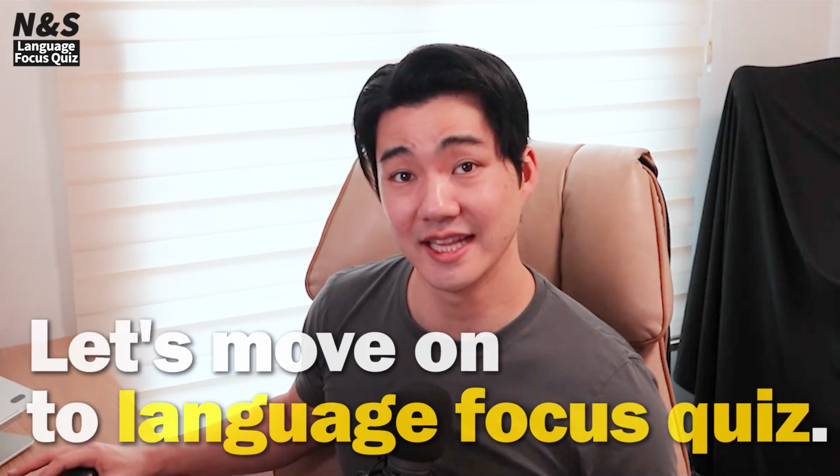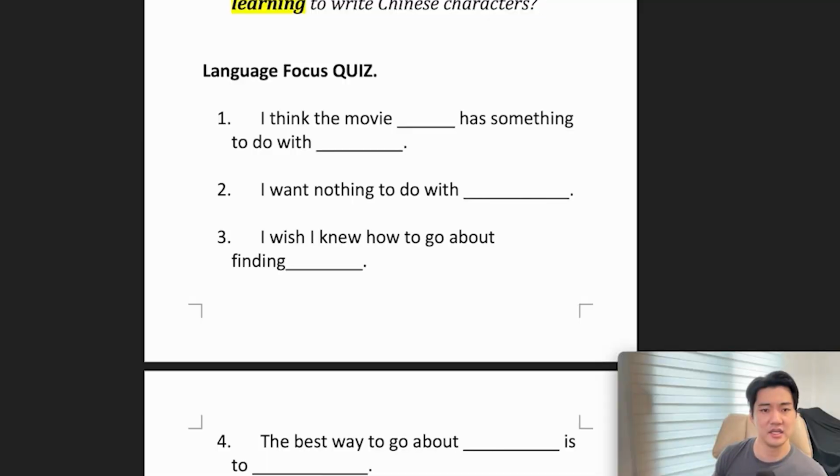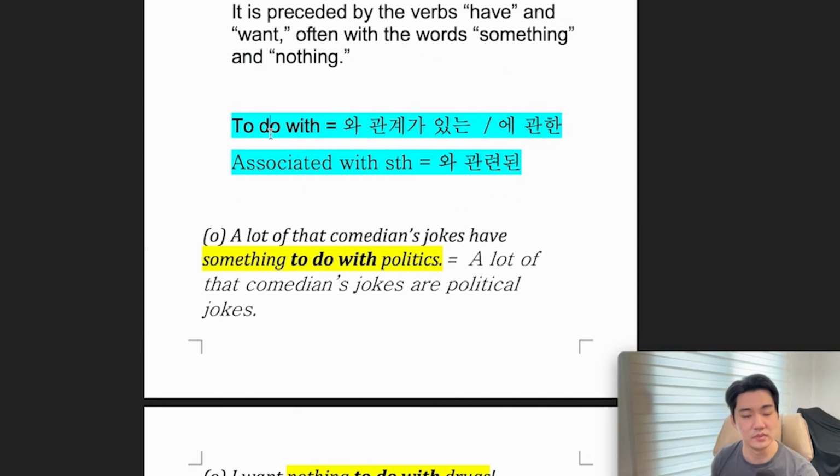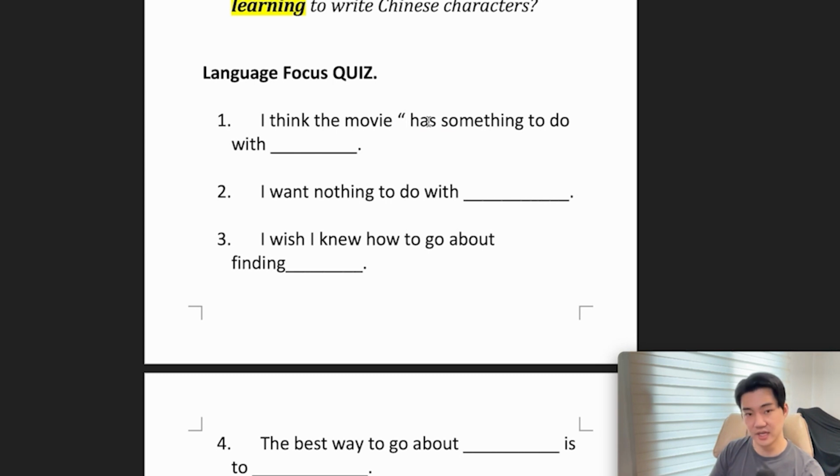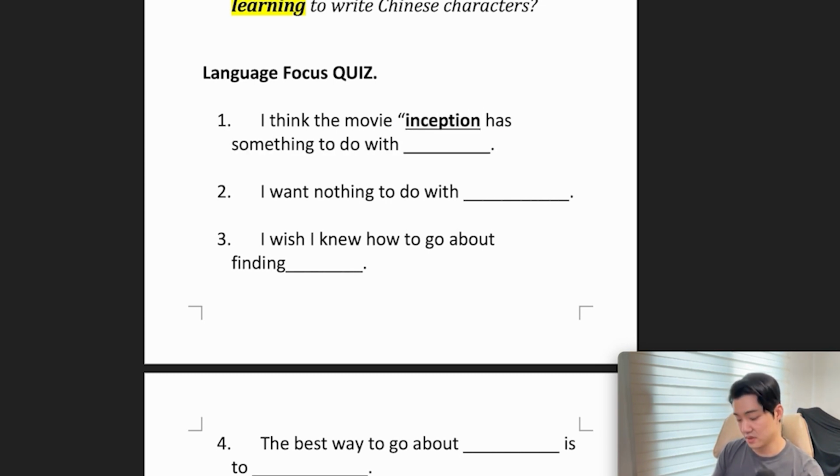Okay, now let's move on to the language focus quiz. 1번. I think the movie has something to do with... Remember, something to do with. To be associated with, to be connected. Right? Let's say, I think the movie Inception has something to do with, I don't know, dreaming. Inception은 꿈을 꾸는 것과 관련이 있다고 생각해요.